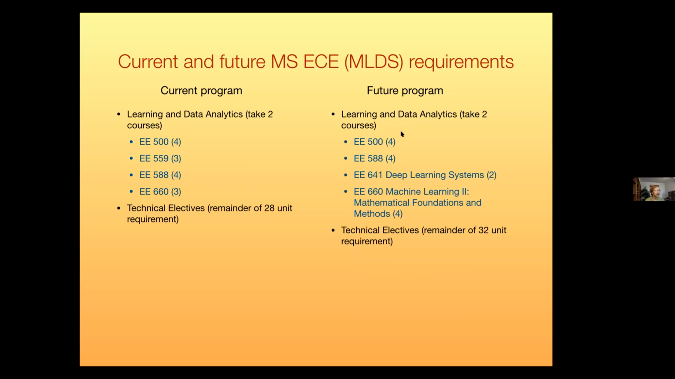Now the future program has learning and data analytics. These are not all required. Similarly, you take 2 of them. Now you will have already taken 559 because it's required in the new program. But you have the other classes, 500 and 588 to choose from, and also 660, which is also being upgraded to 4 units starting fall 2021. It'll be called Machine Learning 2, Mathematical Foundations and Methods.